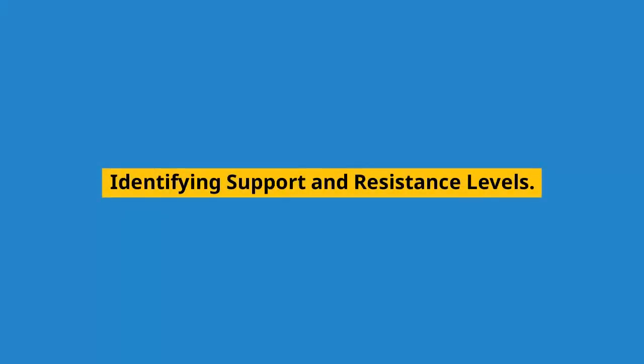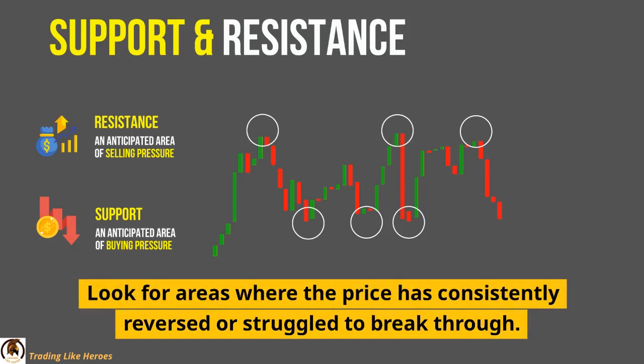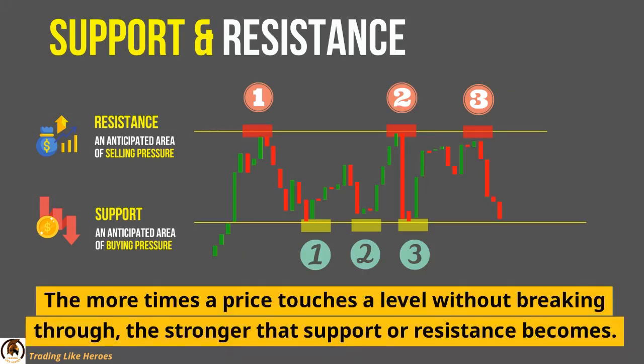Identifying support and resistance levels. To identify support and resistance levels on a chart, just do one thing. Look for areas where the price has consistently reversed or struggled to break through. These levels can be horizontal, diagonal, or even follow trend lines. The more times a price touches a level without breaking through, the stronger that support or resistance becomes.